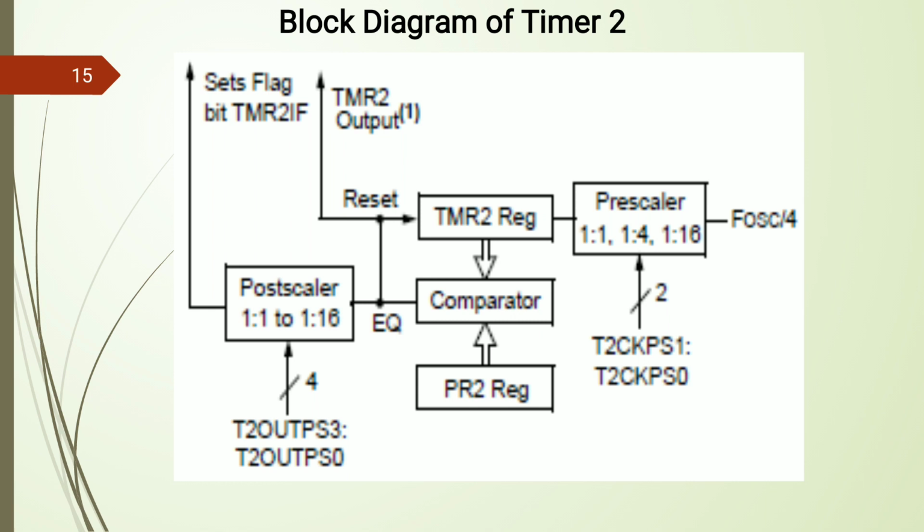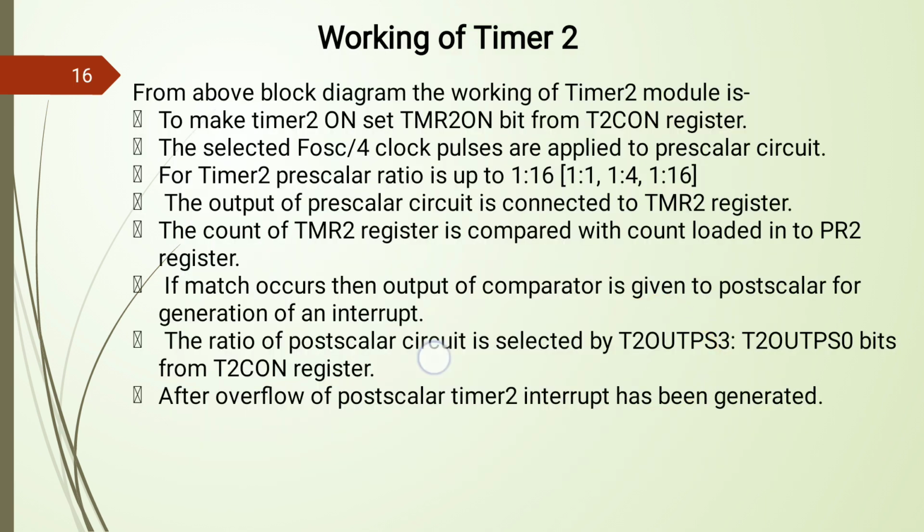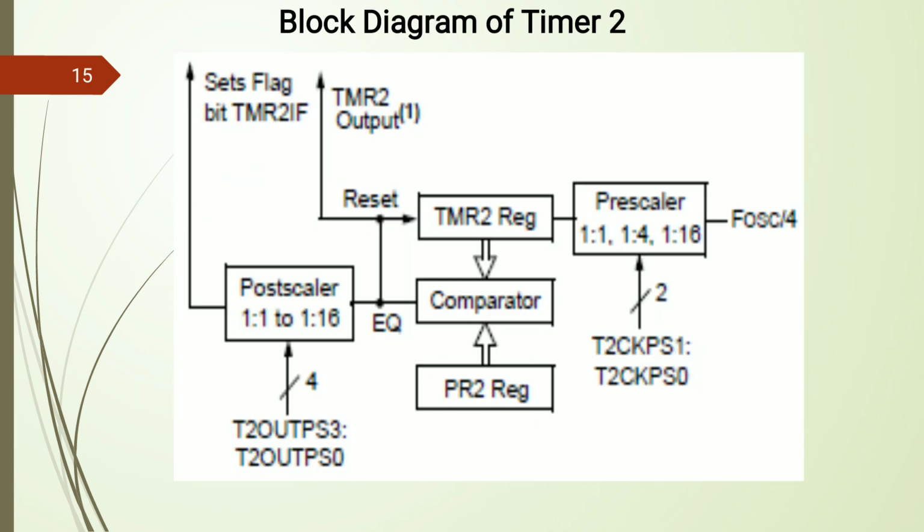Whatever the signal is from Fosc divided by 4, this signal is applied initially to the pre-scaling circuit. Here in the prescaler, the three combinations are 1:1, 1:4 and 1:16. Only 2 bits are sufficient to select these three combinations, so PS0 and PS1, these 2 bits, are used for the pre-scaling selection option. After that the output of the prescaler is applied to the timer 2 register.